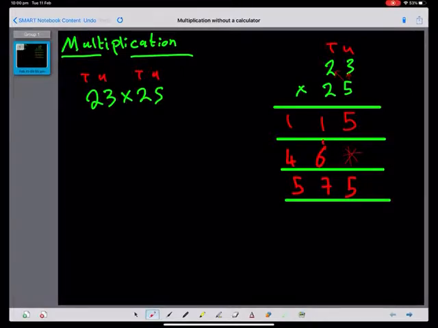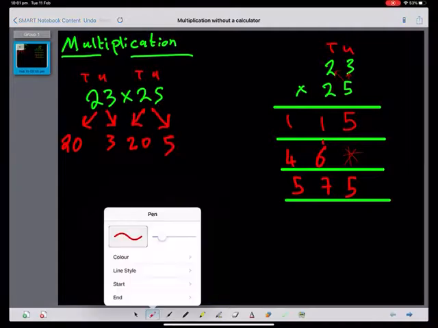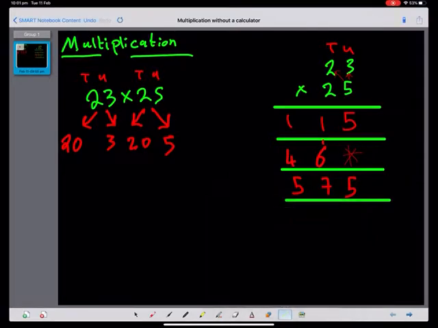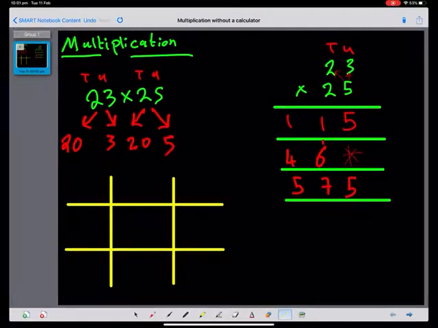Okay, so there's a slightly different way. If you're not happy with the column multiplication algorithm, we can use the grid method. Okay, so let's partition our numbers up into tens and units. So we have 20 and 3 and 20 and 5. So all we've done there is we've broken up our numbers into tens and units, and it's called the grid method because we use grids.